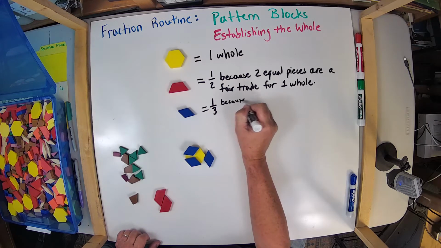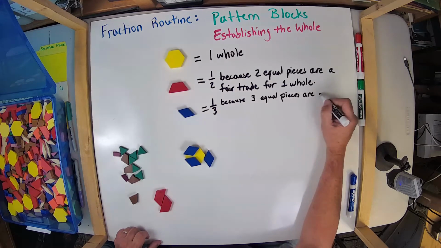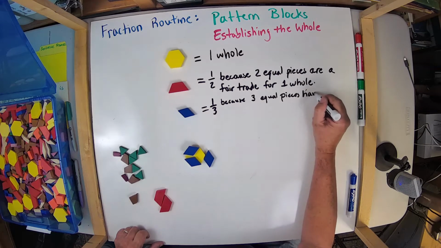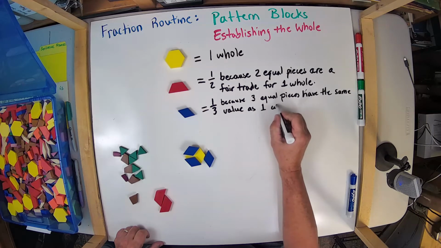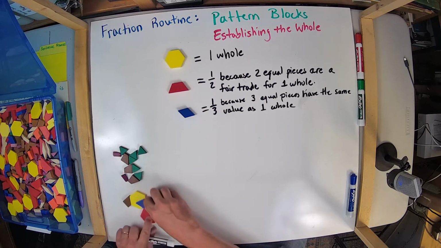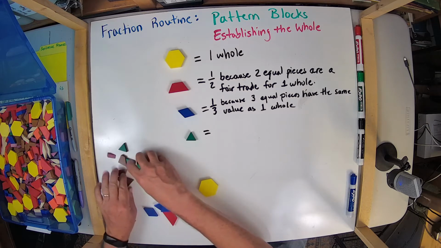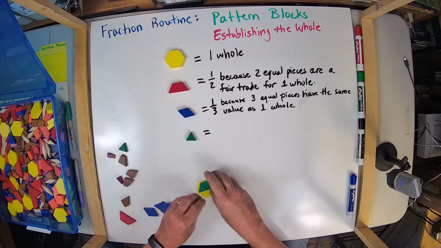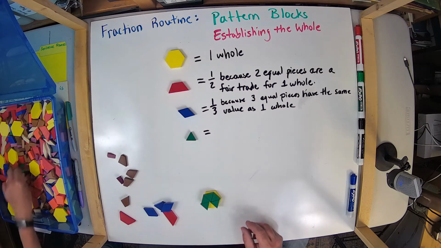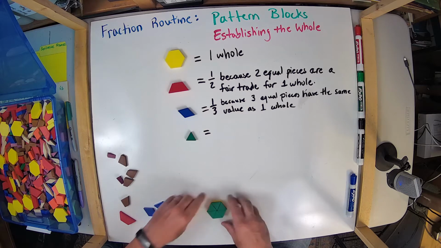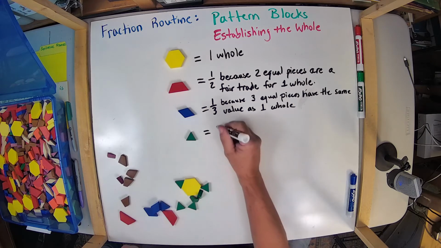Again, because 3 equal parts, 3 equal pieces, have the same value as one whole. And in addition, I'm going to ask what's the value of the green block. You have to say these green triangles, or you might say the green equilateral triangles, depending on what grade you're in. You can slowly introduce those terms. Notice that fractions are now also developing geometry terms. You can see there are 6 of them there, and I'm going to say this is equal to 1/6.